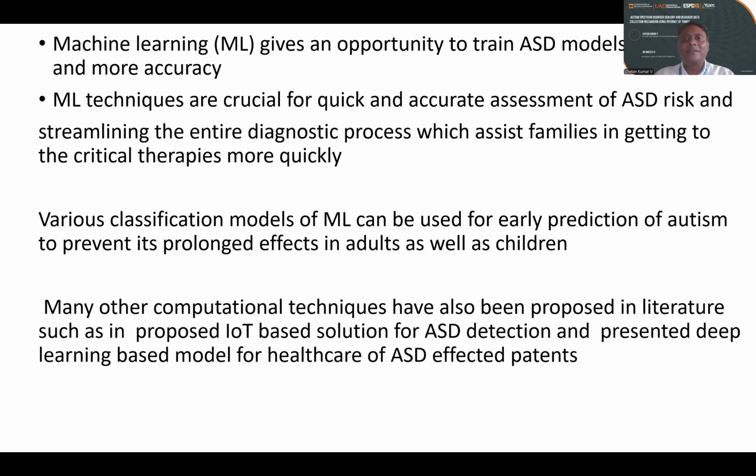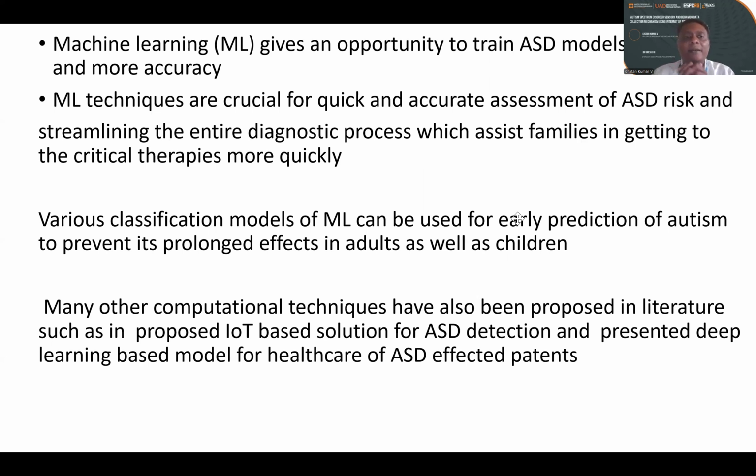Machine learning is one particular kind of mechanism or platform wherein we try to analyze certain data sets which are already available. ASD models are being analyzed in less time and with more accuracy using machine learning. Not only that, machine learning techniques are crucial for quick and accurate assessment of ASD risk and streamlining the entire diagnostic process, which assists families in getting to critical therapies more quickly.